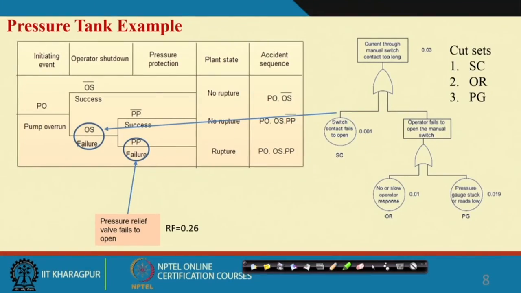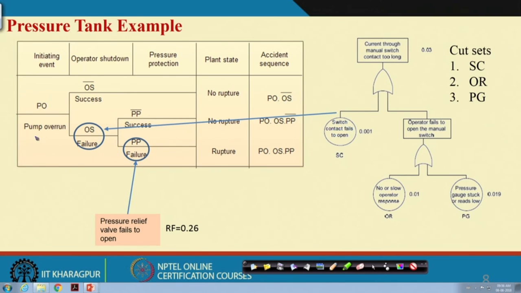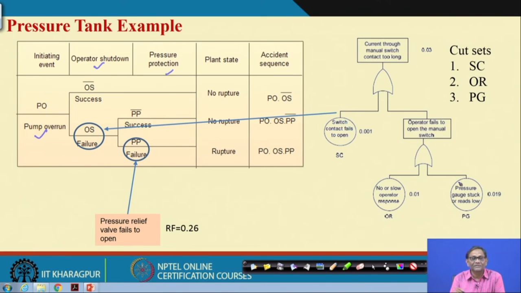Now, let us see one example. That is the pressure tank example, and you all know this example, we have discussed several times. The situation is like this, when there is pump overrun, to protect the tank from overpressure, there will be operator shutdown and there will be pressure protection. Operator shutdown, given some other features of the system, has a fault tree.